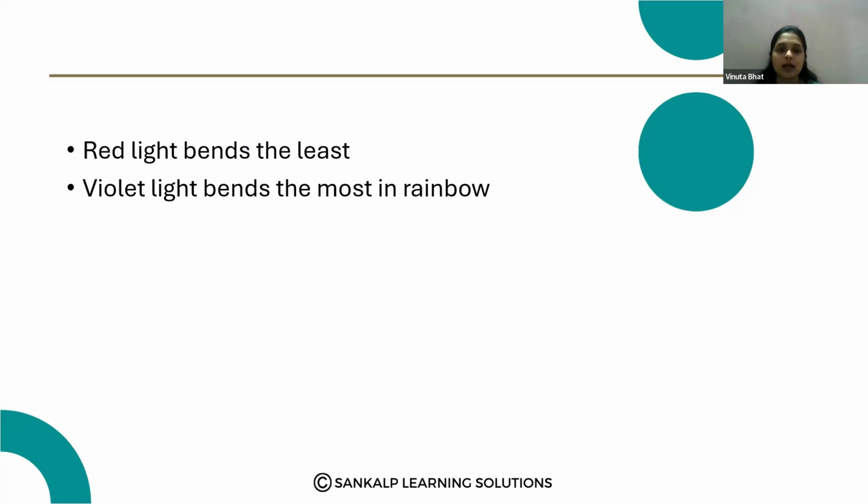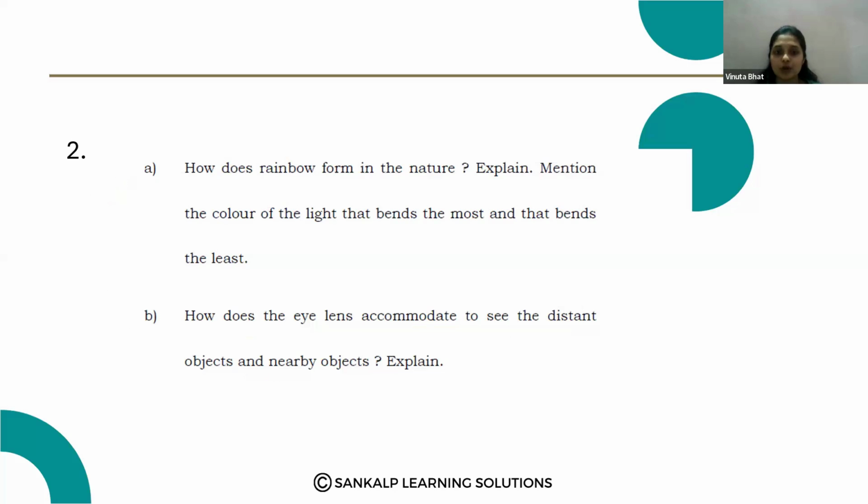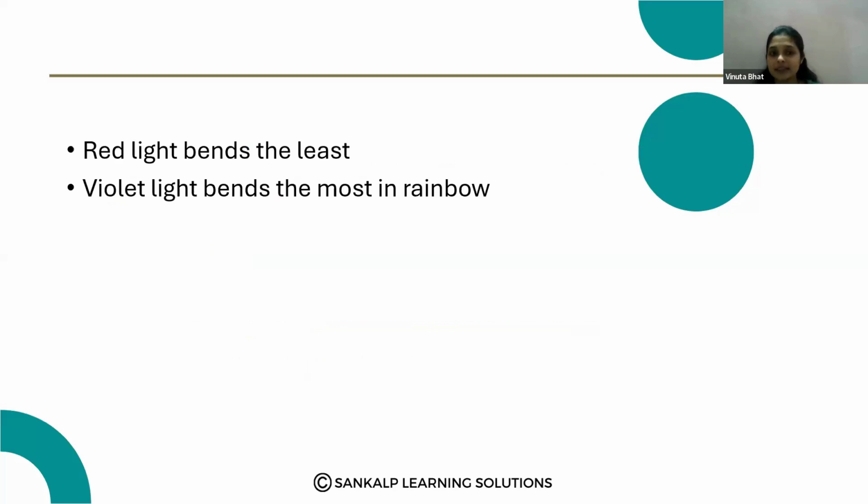Already we know the answer for how a rainbow is formed and how the eye lens accommodates for distant and nearby objects. And here, mention the colors of light that bend the most and the least. Red light bends the least and violet light bends the most. That is the answer.